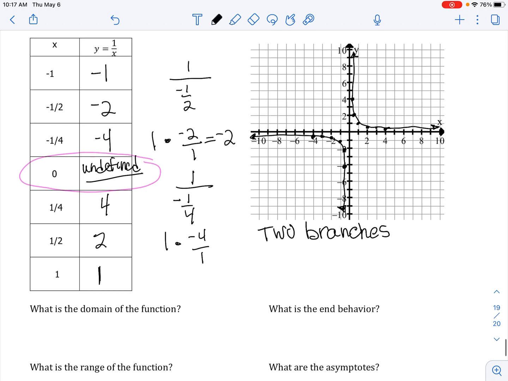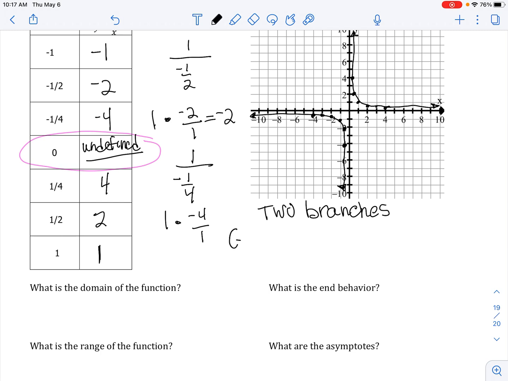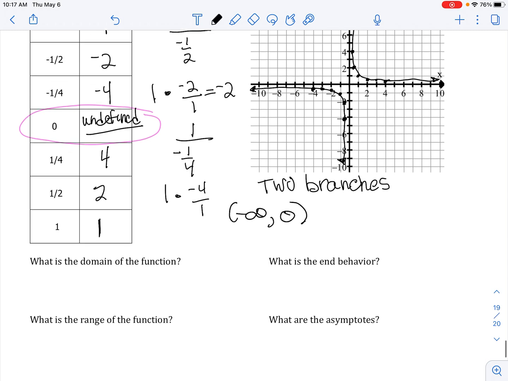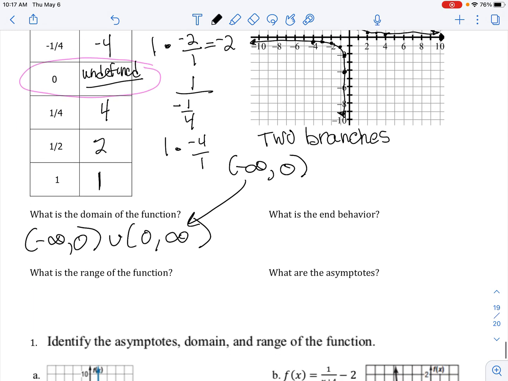So let's go ahead and write that domain. We know we can have negative numbers. We know we can go all the way up to 0, but we can't include it. Well, I should be writing this down here. So -infinity to 0, union 0 to infinity. So we can include all of the values, okay? But we cannot include 0. Same thing for the range. All numbers will come out except 0.